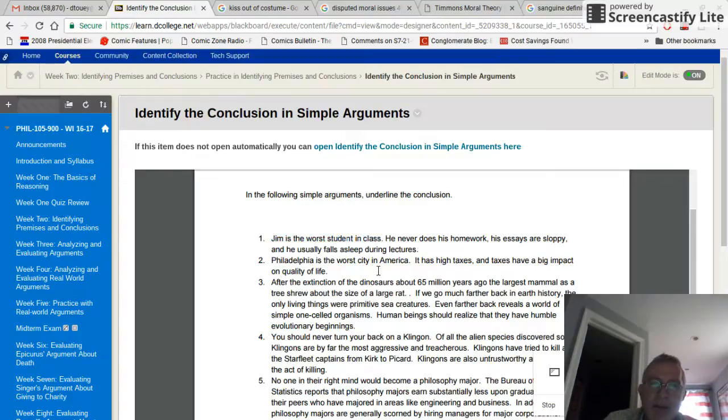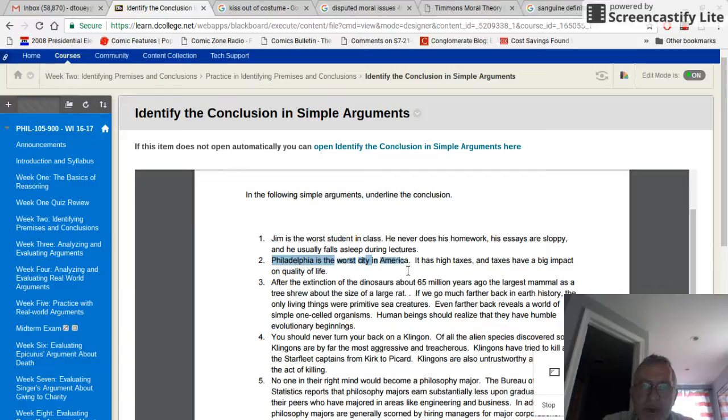Obviously, when we get to number 2 here, I've kind of prompted you, right? As if we identify this as a typical kind of claim that needs to be supported. Jim's the worst student in class. Certainly saying Philadelphia is the worst city in America seems like something, if you're going to say it, you have to give reasons for it, because it's a rather radical claim. So we get a feeling for the kind of things that we think should be supported.